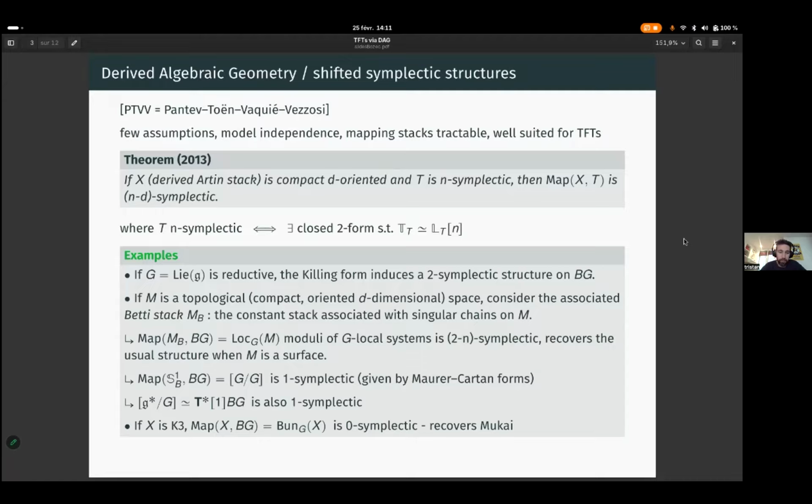We're going to be interested in topological field theory. So what can be done with something a priori topological when my theorem applies to derived stacks? Well, I can consider the Betti stack associated to my topological space M. So it's a constant stack associated with singular chains on M, so that the mapping stack from this Betti stack to BG is just classifying the G local systems on my topological space.